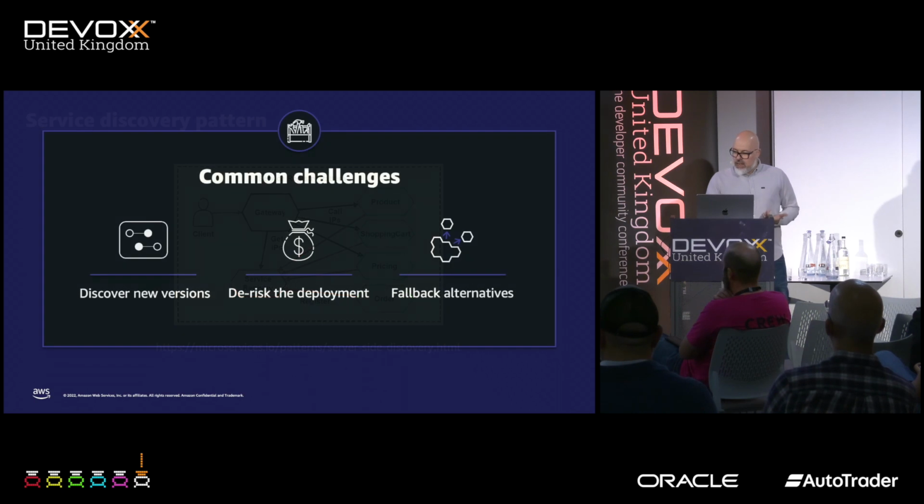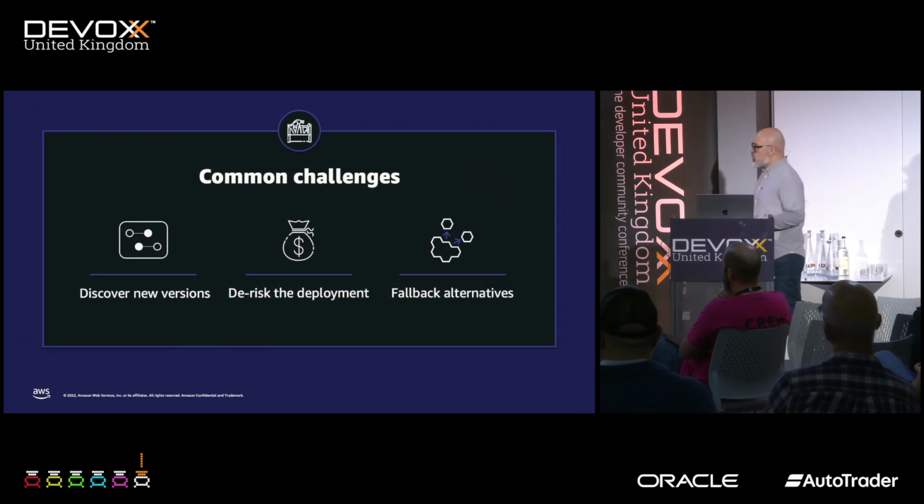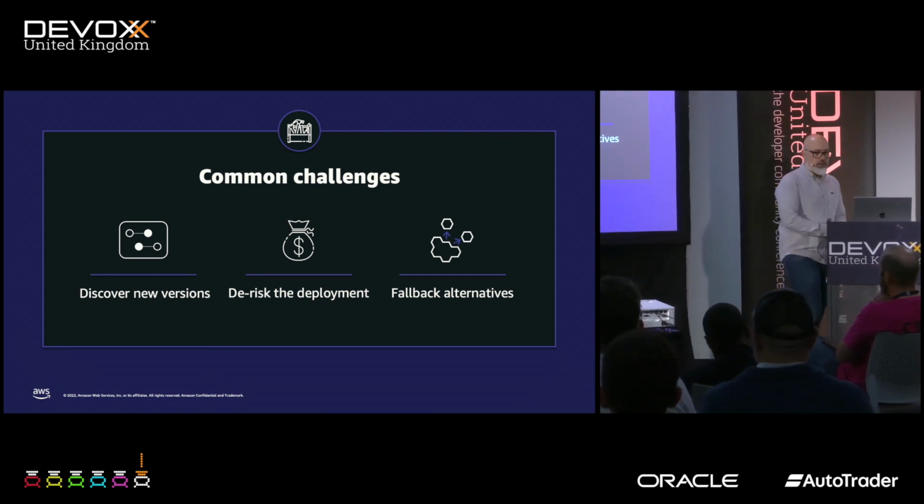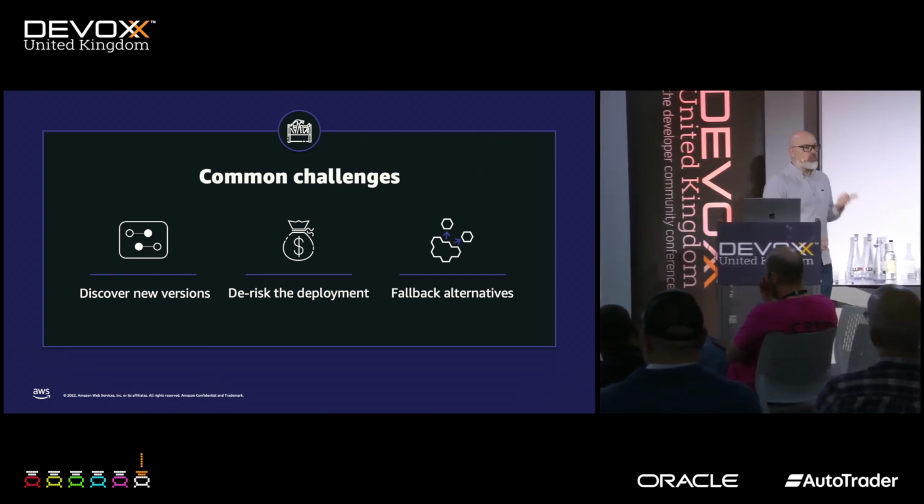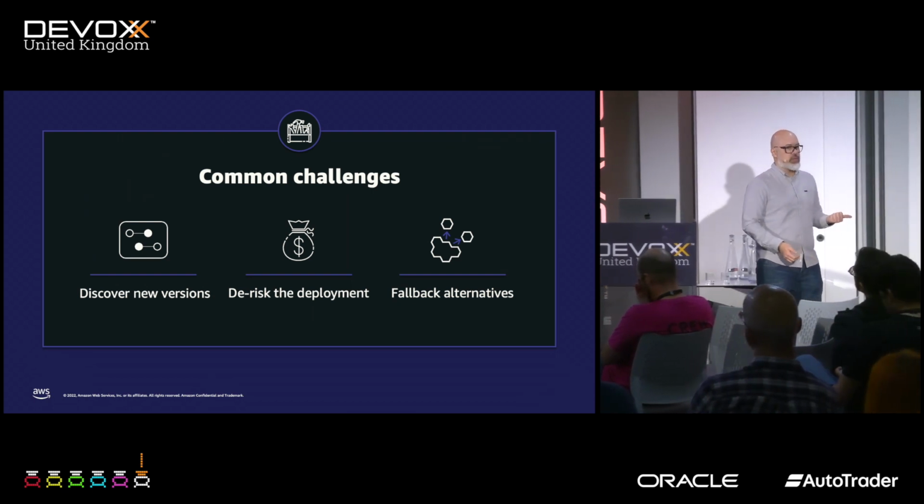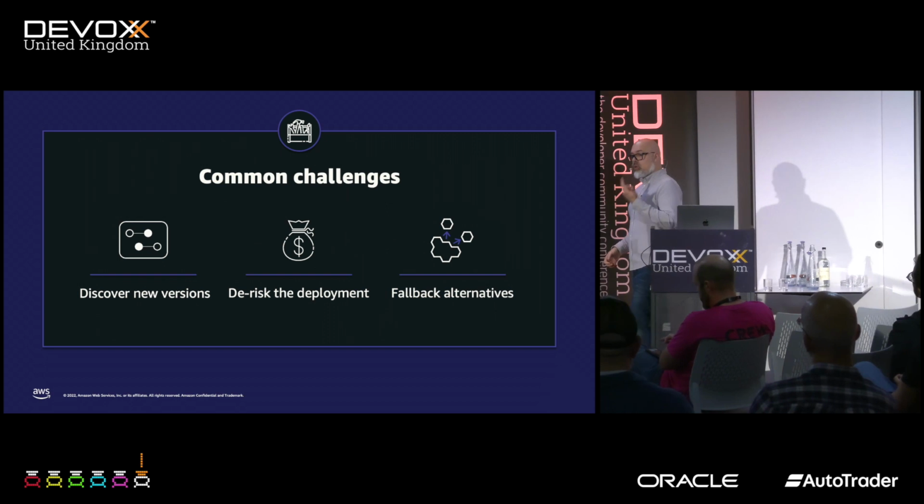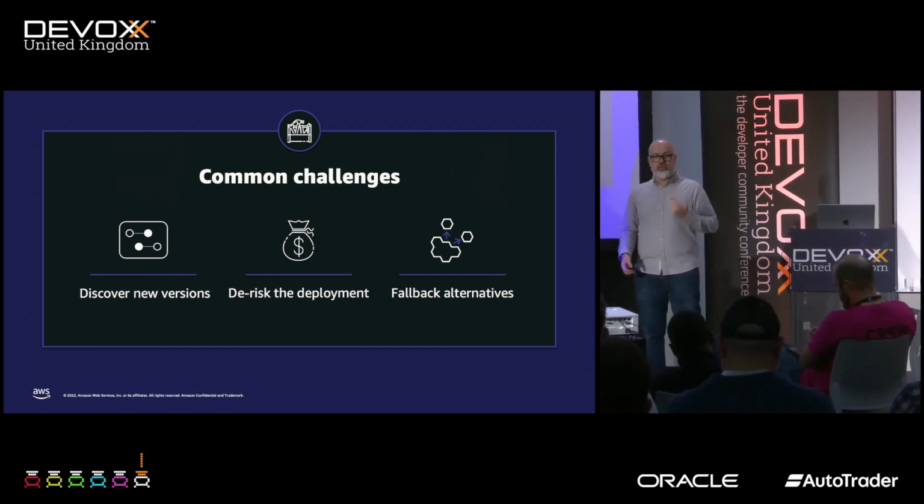But there are other challenges. Common challenges where this potential pattern could help us are discovering new versions. How do I know that there is a new version of a micro-frontend in this case? And maybe I want also to de-risk the deployment. You all raised your hand because you were doing rollbacks.